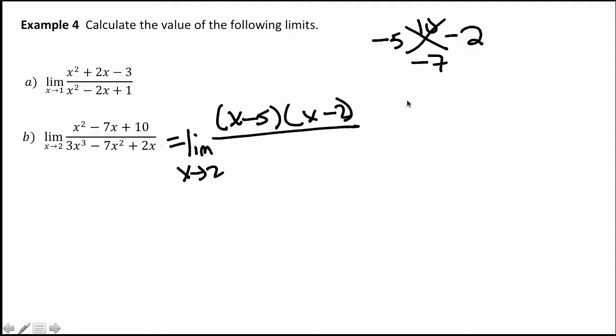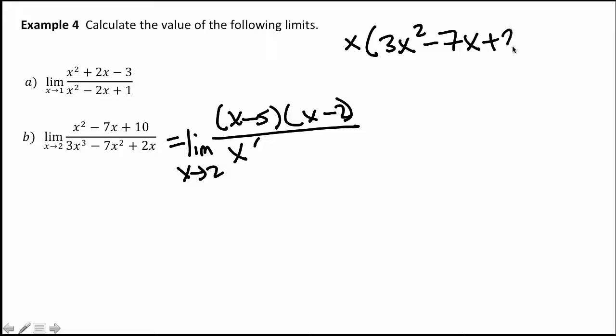And then for the bottom, we have to use AC method. You could use AC method, guessing method, or you can do a little table. Well, first of all, let's factor out the x. So we get x times 3x squared minus 7x plus 2.